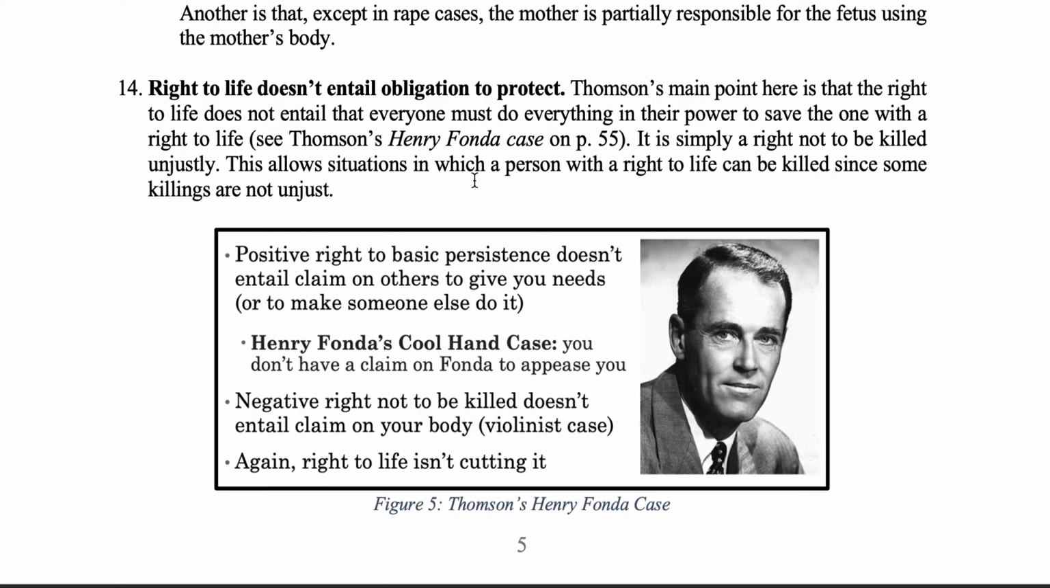And she's like, if I had a fever and my fever was going to kill me, I can't demand that Henry Fonda come and save me by putting his cool hand on my fevered brow. Just because I have a right to life, he doesn't have an obligation to do everything in his power to save me. That's not what my right to life is. My right to life is simply a right not to be killed unjustly. Okay. And if that's true, this allows situations where a person with a right to life can be killed.